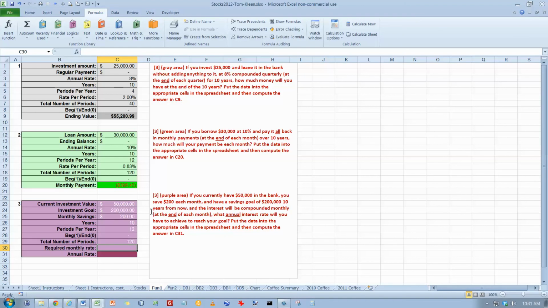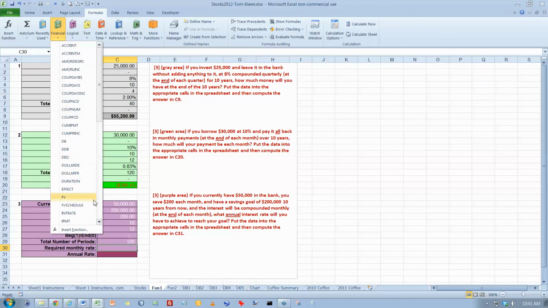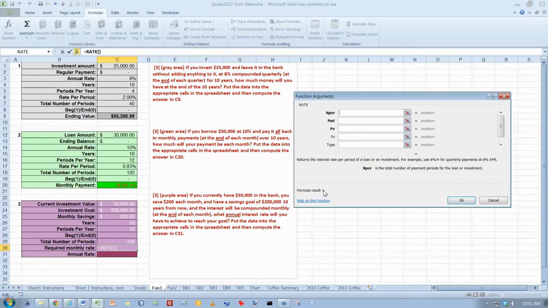Now we need to find the rate per period, which is the monthly rate. That's what the rate function is for. So let's go to financial here and scroll down to the R's, and there's the rate function. Number of periods is right here. Our payment is always a negative number. Put a minus sign in here. 200. Present value is how much we've already saved. So that's the sum of previous payments.